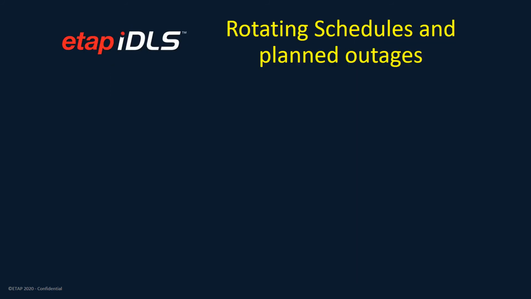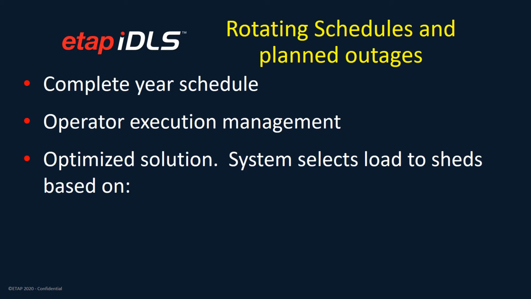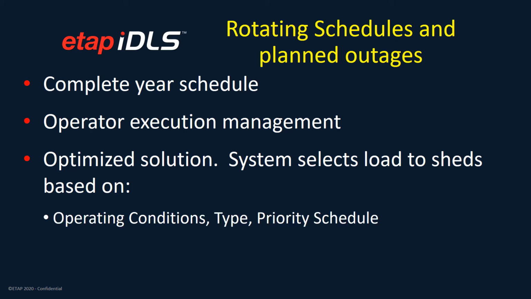One more important feature in the ETAP iDLS system is the rotating schedules and planned outage management. In the iDLS system, you can build an entire year load shed schedule. The iDLS system will rotate the schedules per real time. All the operator needs to do is manually initialize the execution. The load shed execution is optimized based on the amount of load to be shed, operating condition, type of loads, and the priority schedule that is currently active.